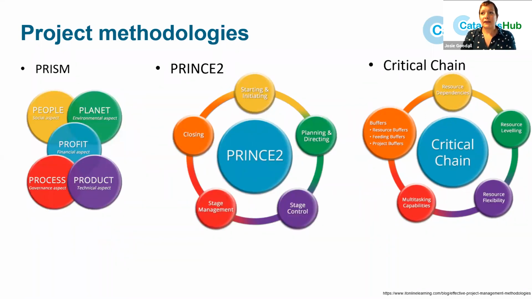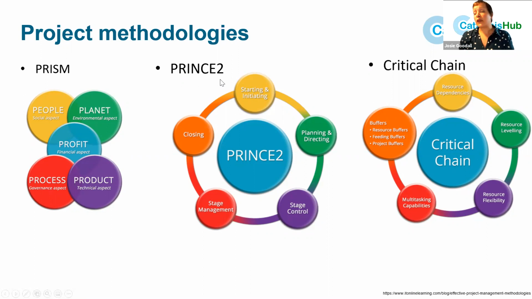PRISM is slightly different because it's a methodology that requires accreditation. So you can't use it unless you're accredited. It's projects integrating sustainable methods, and it has 5 areas to manage, which are people, planet, profit, process, and product. So it's the only one really to include an environmental aspect to a project. And it's generally used in large construction style projects.